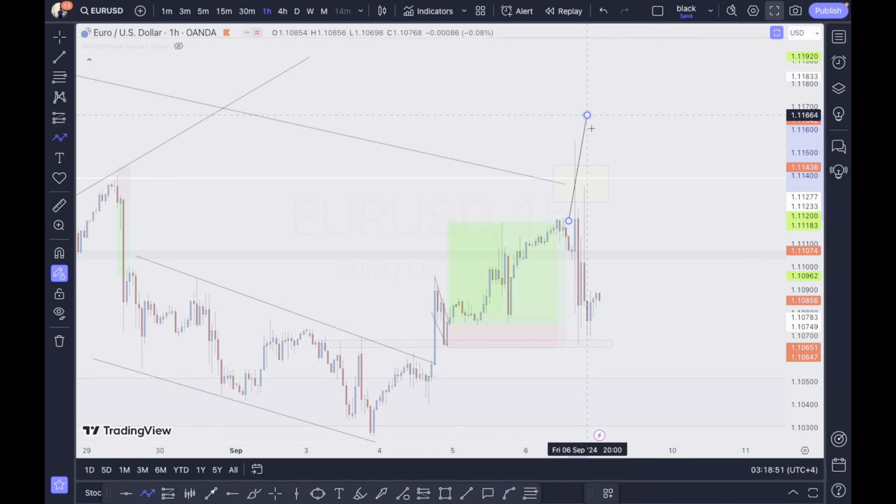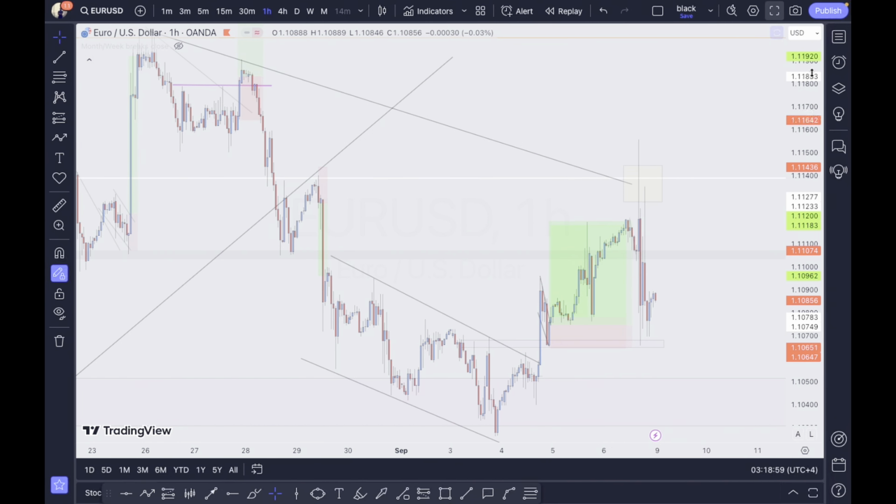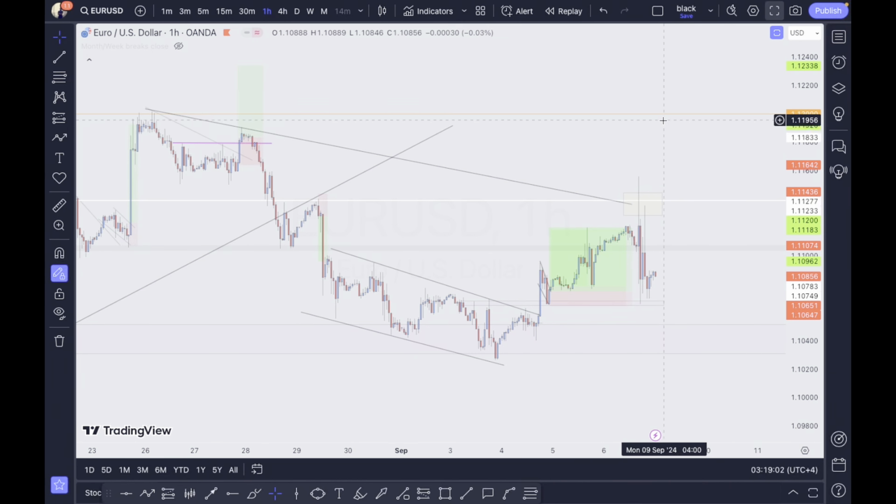If this broke out, I would have waited for a pullback, maybe somewhere here, and then continued trading this to the upside, but that's not what happened. So yeah, this is the trade that I took on EURUSD. Let me just jump on gold as well.